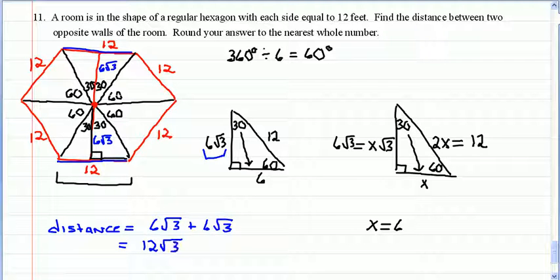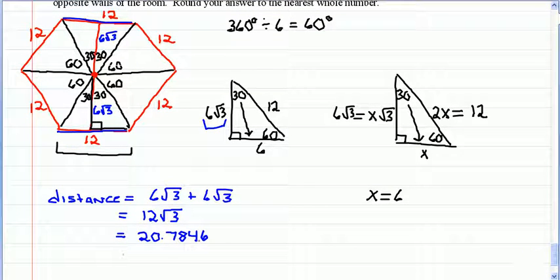And if you take 12 root 3 and put it in your calculator, you'll get 20.7846. But because we want to round this to the nearest whole number, we would round this up to 21. And the unit that was given in the beginning of the problem was in feet, so the distance rounded to the nearest whole number is 21 feet.